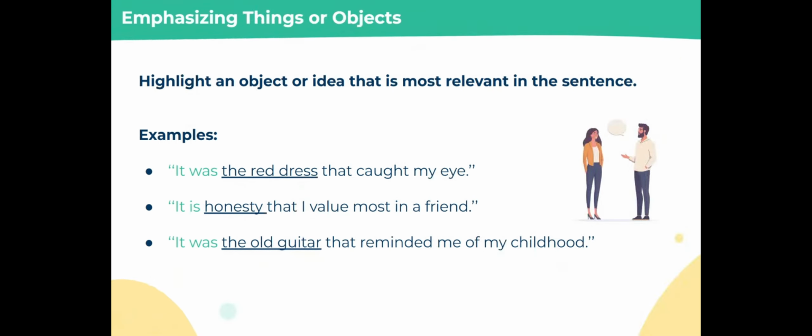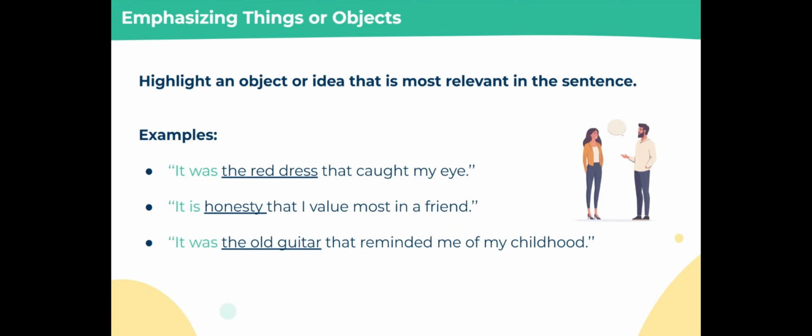Now, the next screen is about emphasizing things or objects. Okay, so highlight an object or idea that is most relevant in the sentence. Okay, so examples. It was the red dress that caught my eye. It was honesty that I value. It is honesty that I value most in a friend.